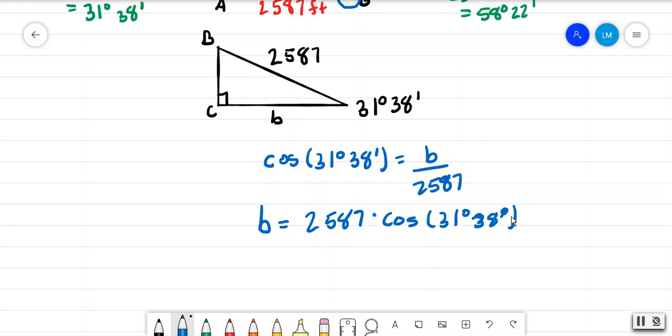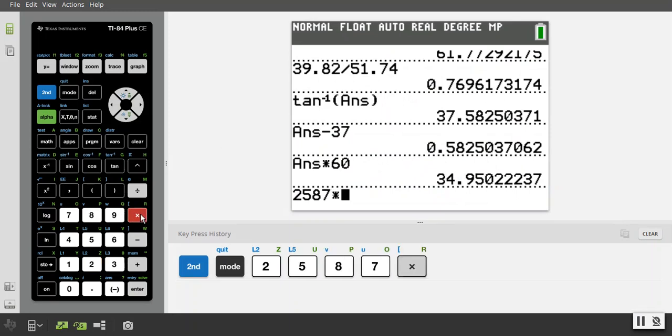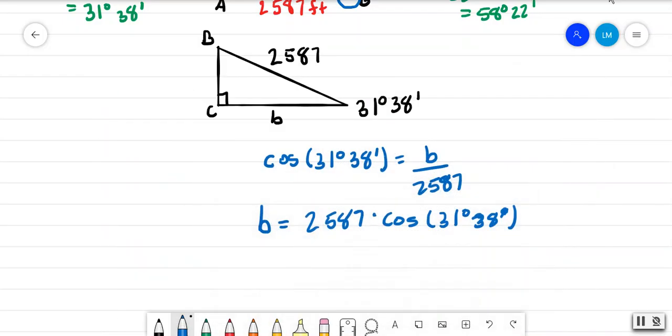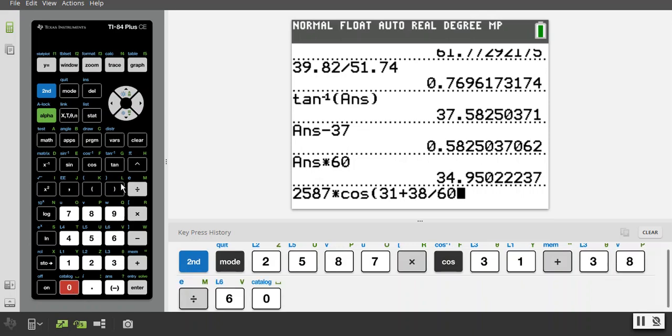Now keep in mind that you didn't have to do it like this, but it seems like it's the most convenient. So the next thing that you would want to do is get your calculator and take 2,587 multiplied by cosine of 31 degrees, and I'm going to just do the conversion. Let me see, 31 degrees and 38 minutes. So that's going to be 38 divided by 60. So let's just do that.